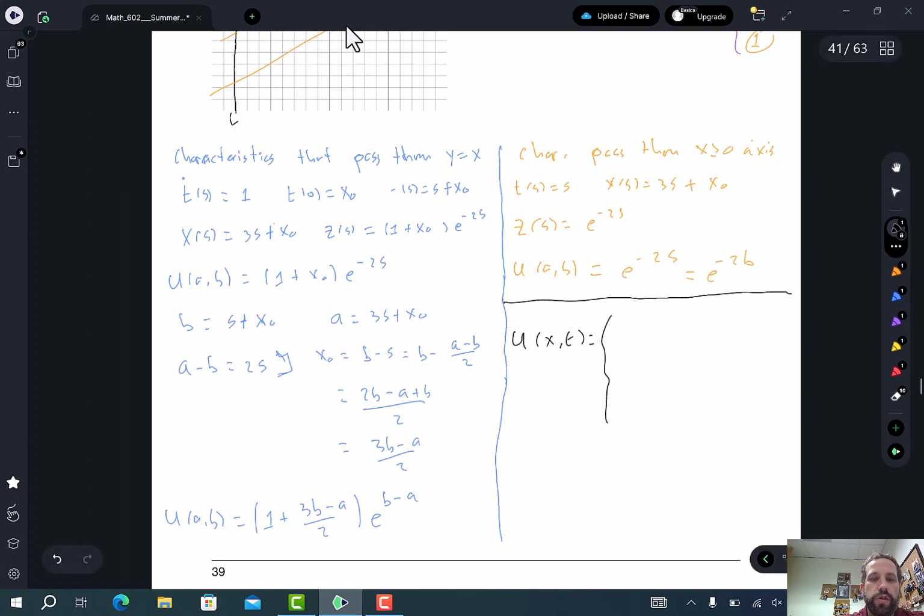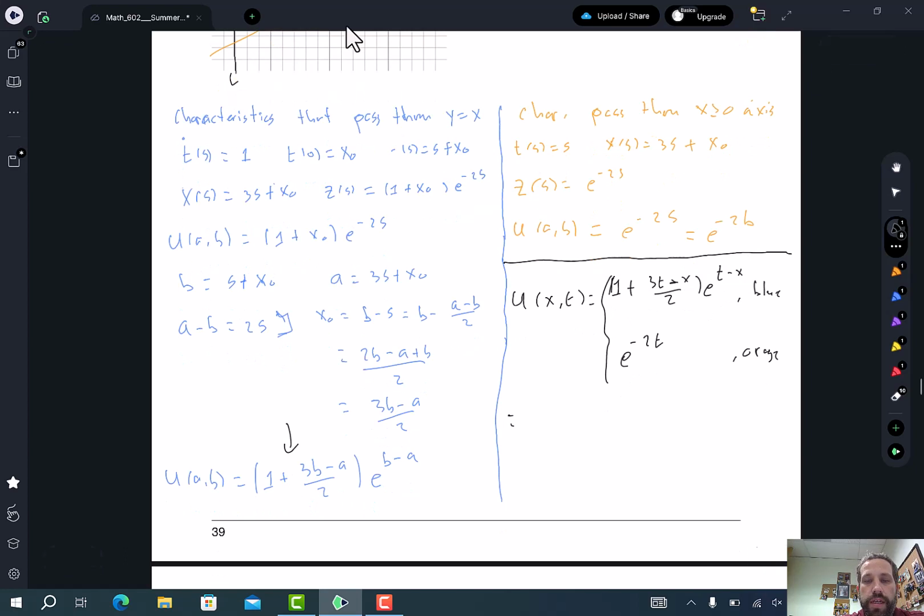It is going to equal 1 plus (3t minus x) over 2, times e to the t minus x. This is when we're in the blue part. Of course, we're going to need to write that in terms of inequalities. And then we're going to have e to the minus 2t when we're in the orange part. Well, how can I actually write that in terms of inequalities? Let me just copy this down and then I'll scroll back up.